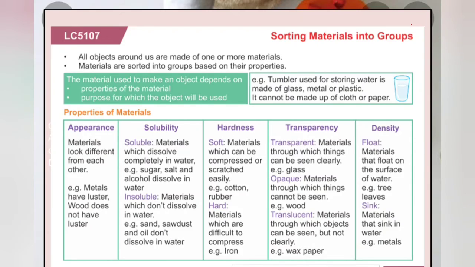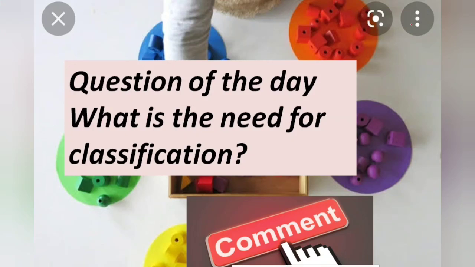Now, let's talk about the summary in short. All objects around us are made up of one or more materials. Materials are sorted into groups based on their properties. The material used to make an object depends on the properties of the object or the purpose for which the object is used. Okay, appearance: two types, lustrous and non-lustrous. Solubility: two types, soluble and non-soluble. Hardness: soft and hard. Transparency: transparent, opaque, and translucent. Density: float and sink.